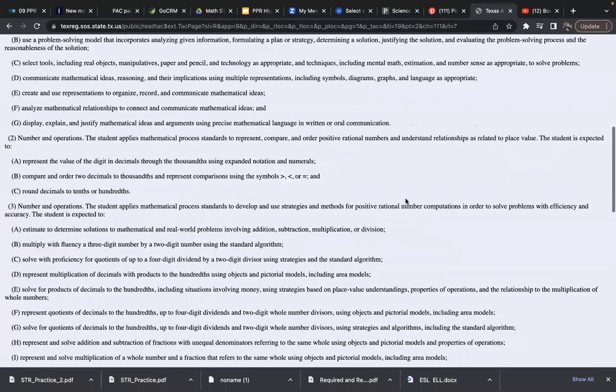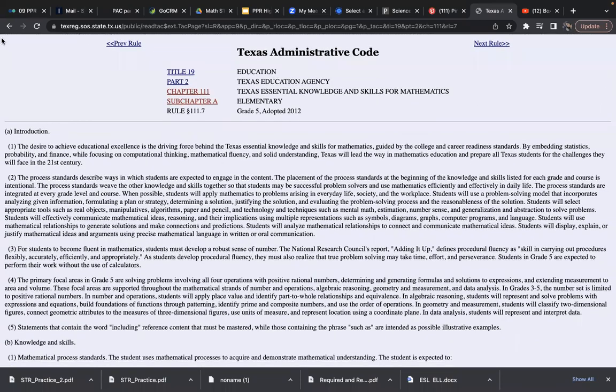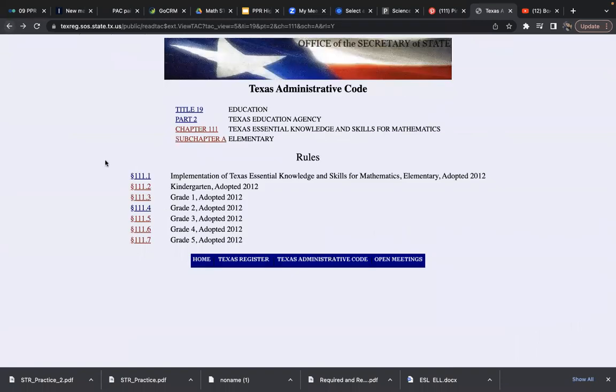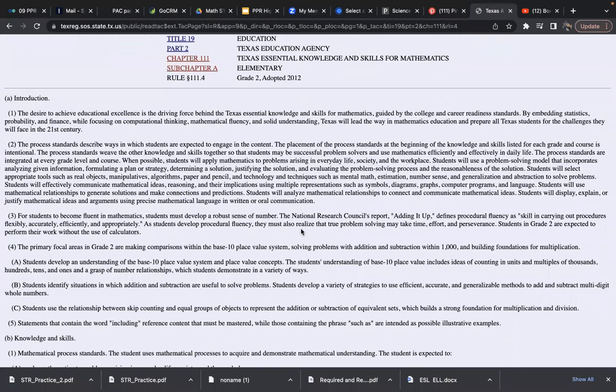Did I skip 2nd grade? I feel like I did. I did. The primary focal area in grade 2 are making comparisons within base 10 value system, solving problems with addition and subtraction within 100, and building foundations for multiplication.